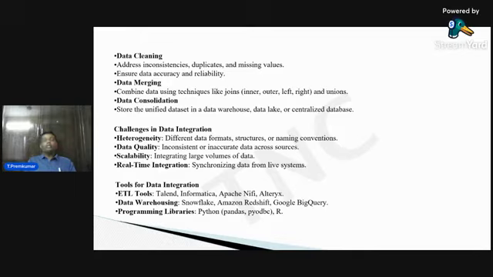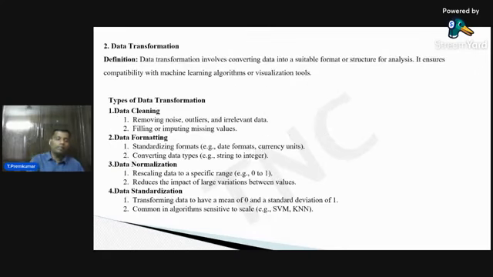And the tools we can see in the case of data integration are ETL tools, that is Talend, Informatica, as well as Apache NiFi and Alteryx. These are all the tools that can be used. And also for data warehousing, Snowflake, Amazon Redshift, and Google BigQuery. And in the case of programming libraries, most probably they'll be using Python, that is Pandas and PyODBC, as well as the R language.